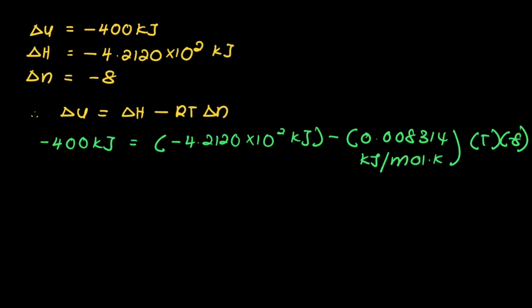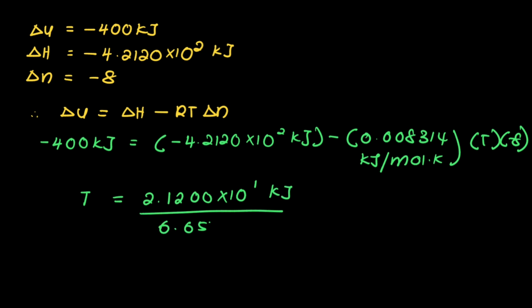Alright, so from here you can find the value of T. I'm just going to calculate this part first. So it's going to be 2.1200 times 10 to the power of 1 kilojoule divided by 6.6512 times 10 to the power of negative 2. Therefore, your T should be equivalent to 318.74 Kelvin.